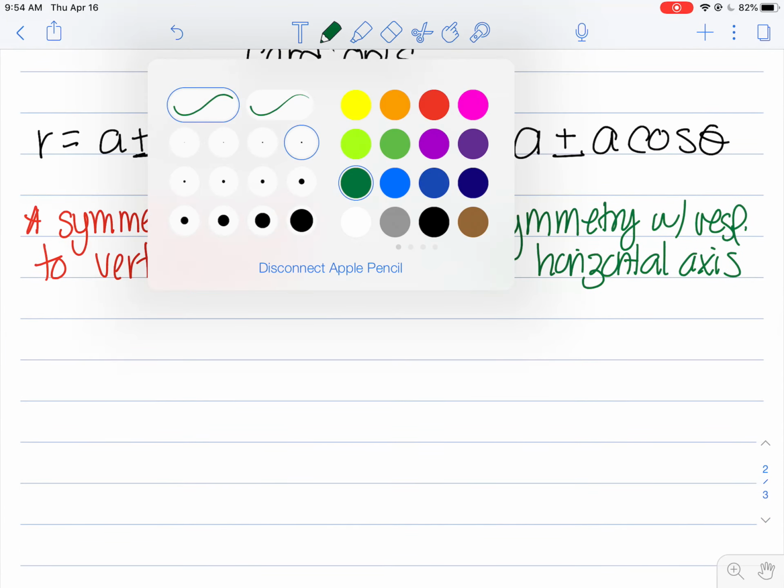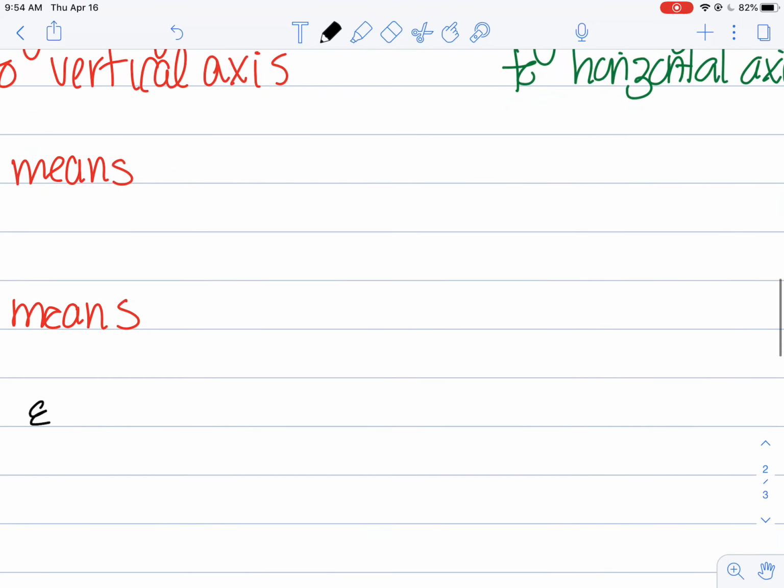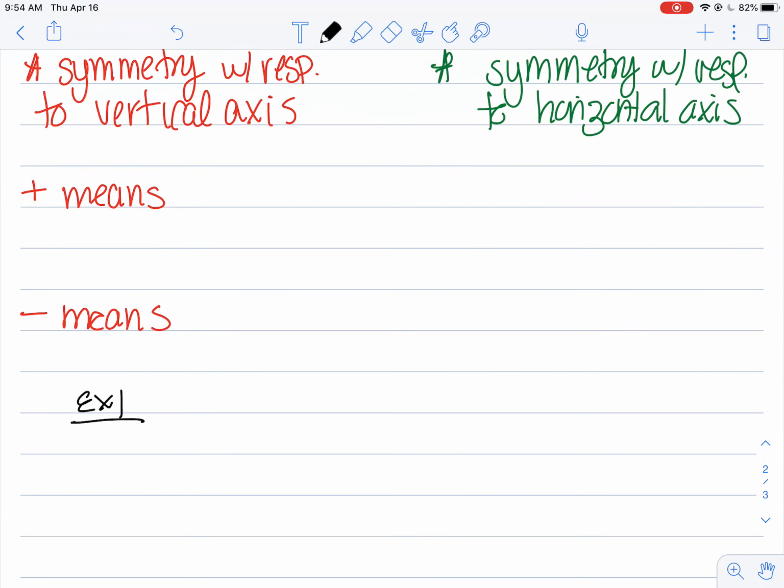But what about the plus and the minus? The plus means something, and the minus means something else. So let's try an example to see if we can come up with those meanings. Okay, so example 1. Let's try 2.